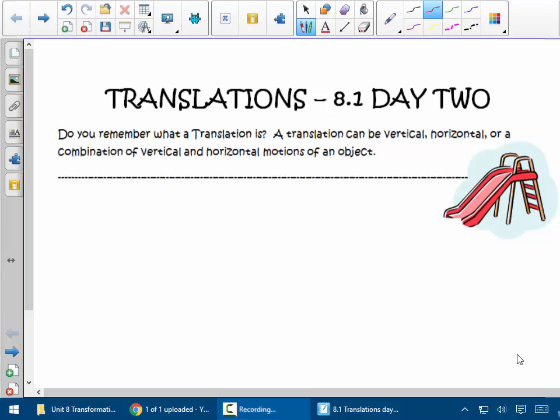Video 8.1, day 2. So this is on page 6 in your packets. Translations, day 2. Do you remember what a translation is? Hopefully, we just did it in class. A translation can be vertical, horizontal, or a combination of vertical and horizontal motions of an object. And we also call translations, as you see here, the little memory tool, slides. Translations are also slides.